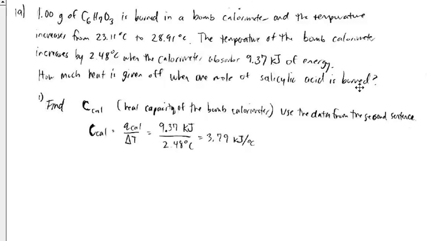The first thing you need to do is deal with the second sentence here. The temperature of the bomb calorimeter increases 2.48 degrees Celsius when the calorimeter absorbs 9.37 kilojoules of energy. Use that for number 1. Here I'm dividing this problem into 3 subproblems. Number 1, find capital C cal, the heat capacity of the bomb calorimeter. So rearrange q equals capital C delta T, and you can find that the heat capacity of the bomb calorimeter is 3.79 kilojoules per degree Celsius.